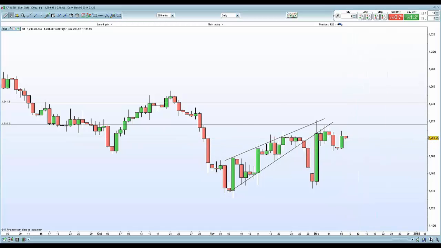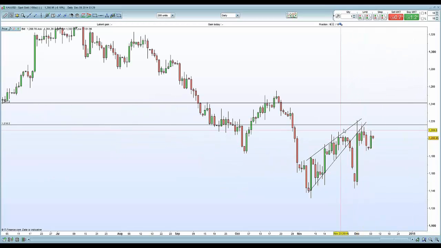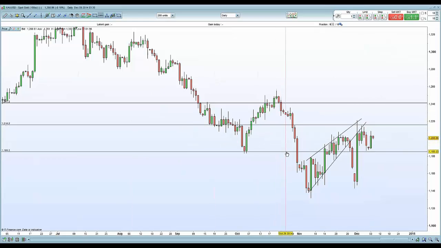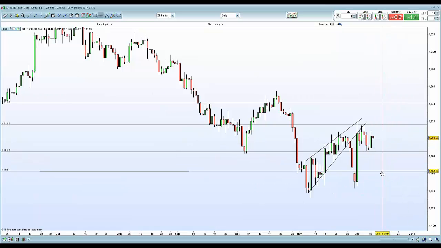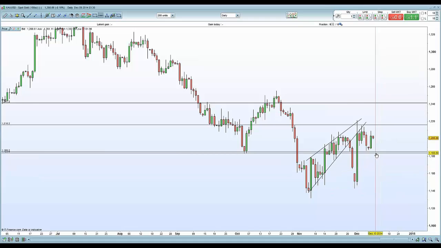A key thing that will tell me the bears might come back into play is if we test a few more times my line drawn here around the 1215, 1220 level. A few times the bulls tried to break above it and couldn't. As long as we stay below this level, and if we break back below the 1185, 1180 level, then I'm more inclined to think that the bears might come back into play, and my longer term bias might still be intact.